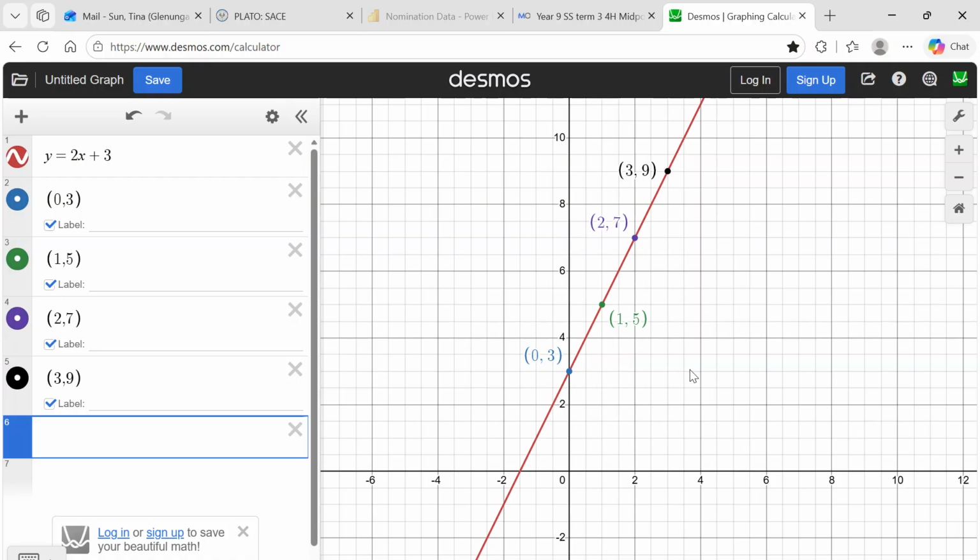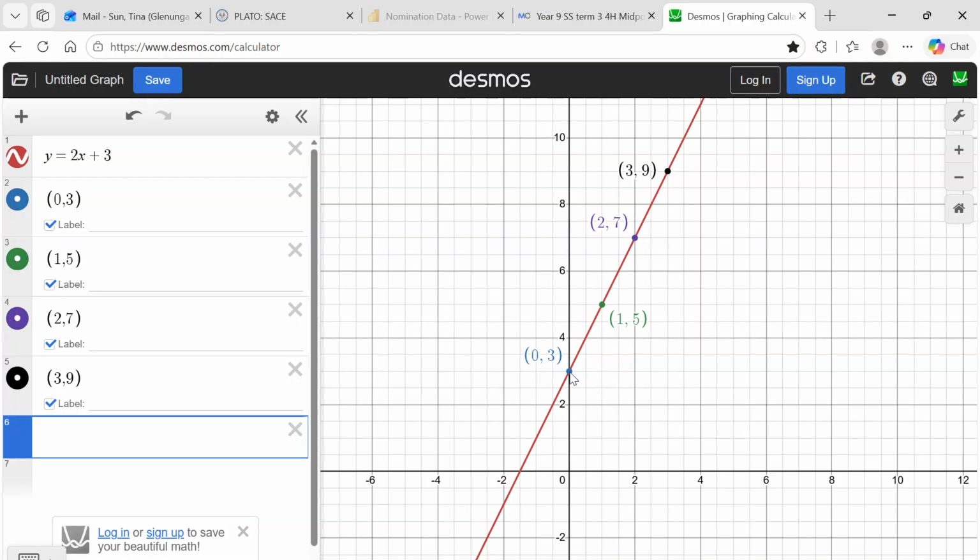Okay, so now we see another straight line, y equals 2x plus 3. You see I can already label (0, 3), and then (1, 5), (2, 7), (3, 9). The 4 different points are all on the straight line. If I figure out the run from this blue point to this purple point, 0 to 2, that is my run. Then 3 goes up to 7, that is my rise. So rise is 4, run is 2, 4 divided by 2, that's still gradient equals 2.